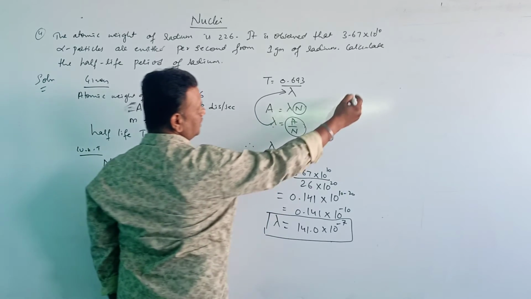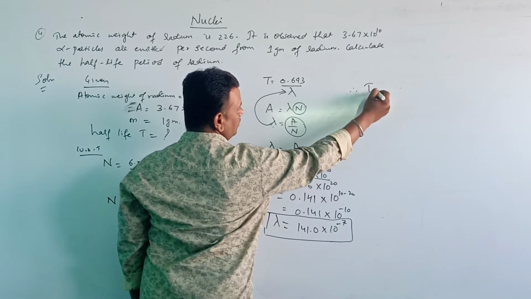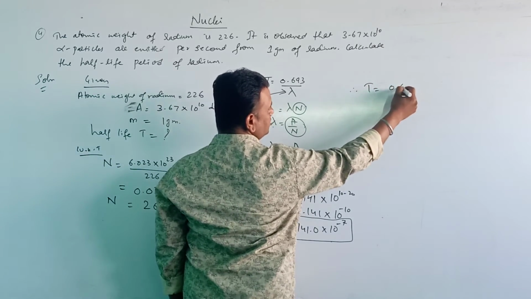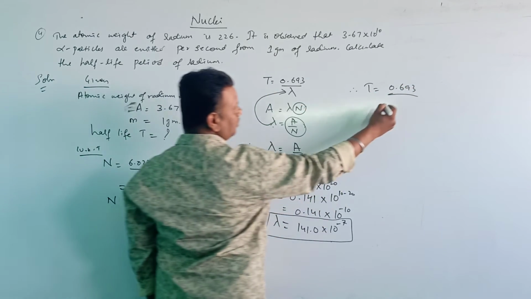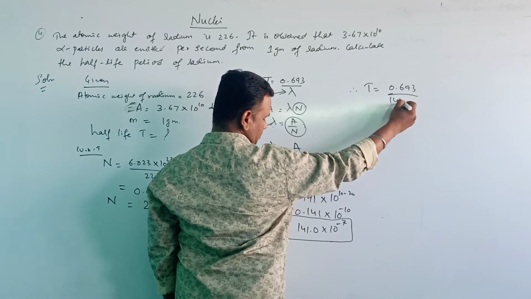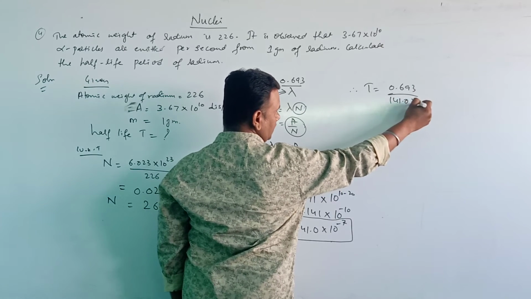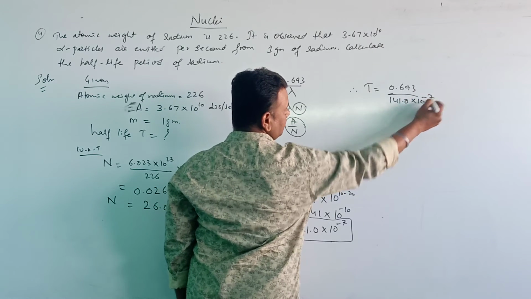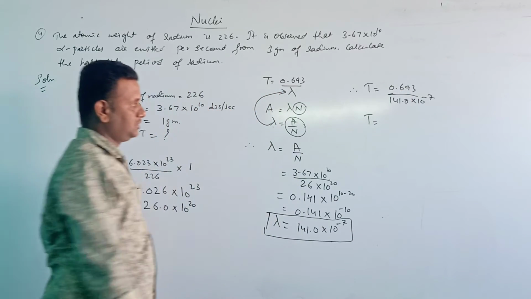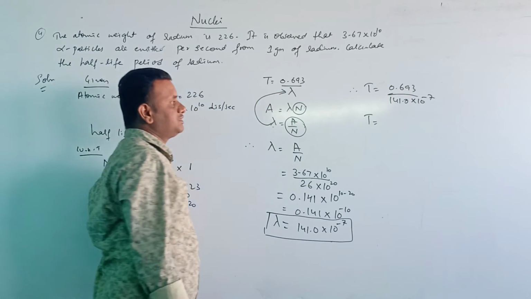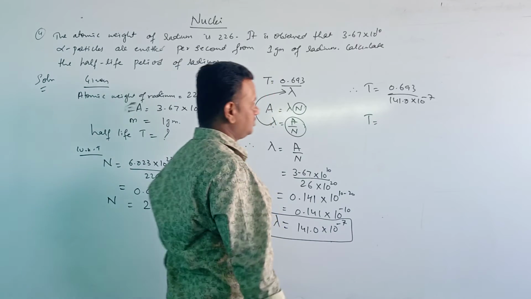Now using this relation, T is equal to 0.693 divided by lambda, so 0.693 divided by 141.0 into 10 to the power of minus 7. If you divide it, how much will you get? 0.693 divided by 141.